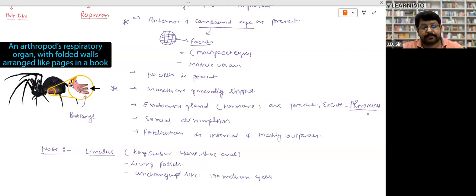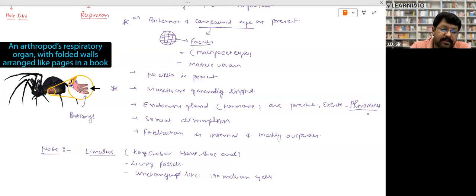And they are mostly oviparous. Oviparous means egg-laying animals, right? And they are mostly oviparous. Clear? Is it clear? Okay.